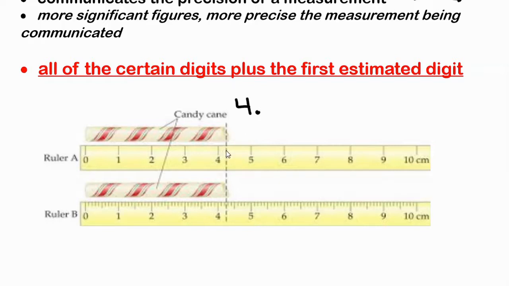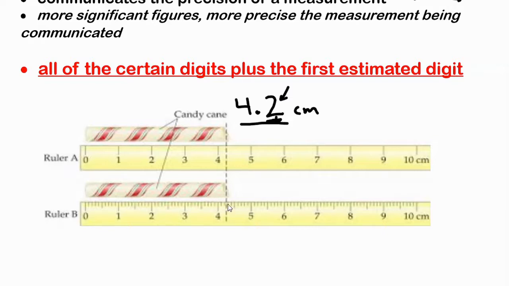Now, is this 4.2? Maybe. Is it 4.3? That could be. I'm going to say it's 4.2. So this value right here is my estimated or guessing number. So this ruler and the graduations on it allow me to know for sure it's 4 plus one more number. And my guess is 2. But if you said 4.3, I don't think that you're wrong. We're not sure. This is our estimated value. Okay, so this is as precise as I can be. 4.2 centimeters is as precise as I can be with ruler A.